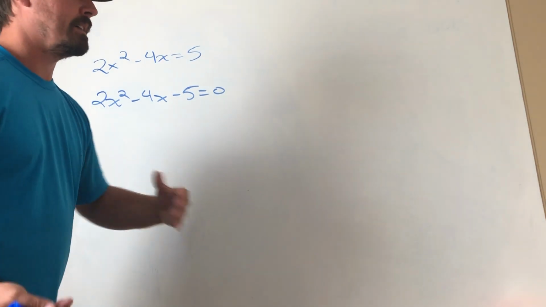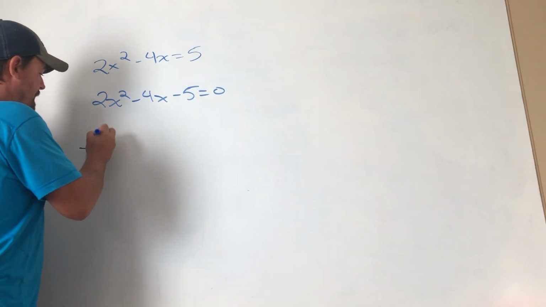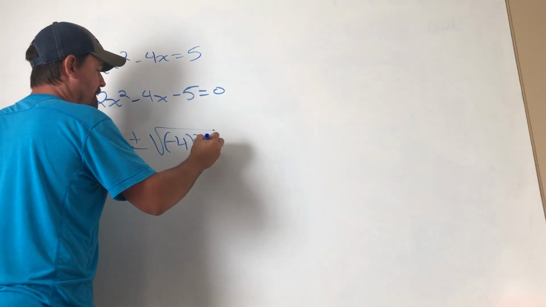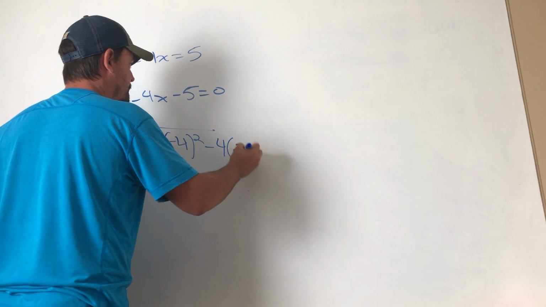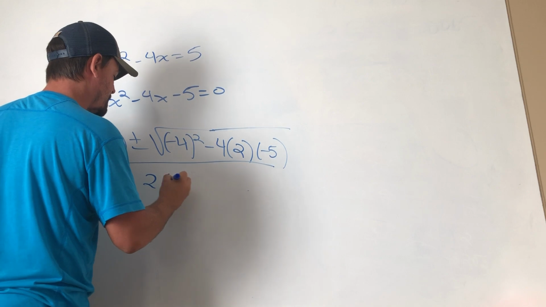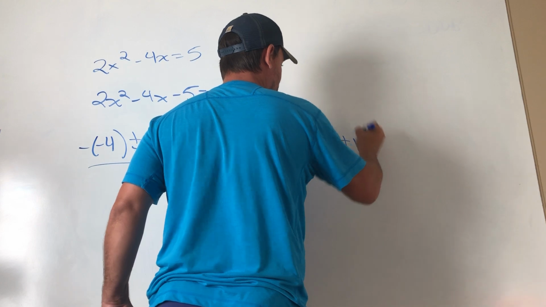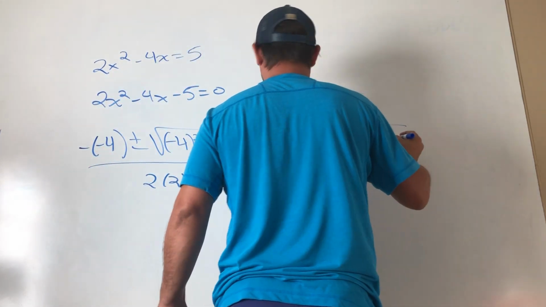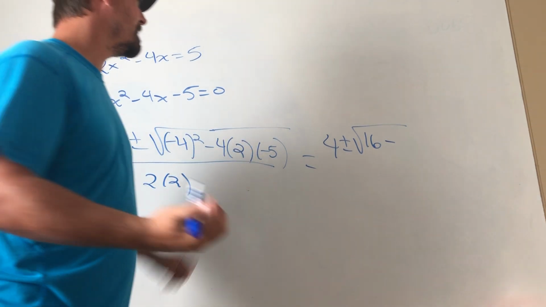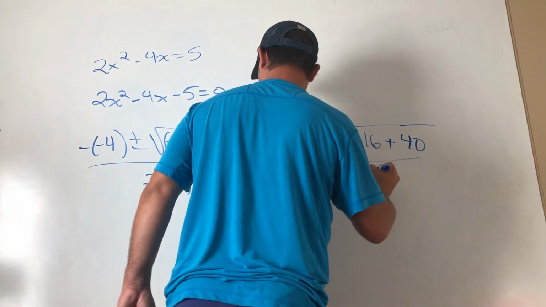Use your two pieces to solve for 0. That's perfectly fine. But here, in a lot of situations, you can't. So here we get negative 4 plus or minus the square root of negative 4 squared minus 4. A here is 2, C here is negative 5, all over 2 times your A, which is a 2. Okay. So it gives me a positive 4 plus or minus the square root of 16 minus, now negative 4 times negative 5 is a positive 20. 20 times 2 is 40. So I get a positive 40 here, all over 4.